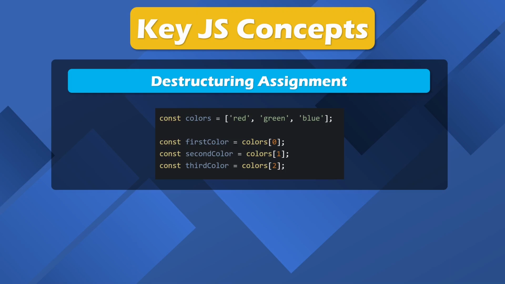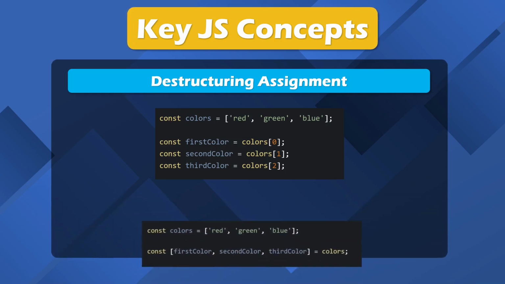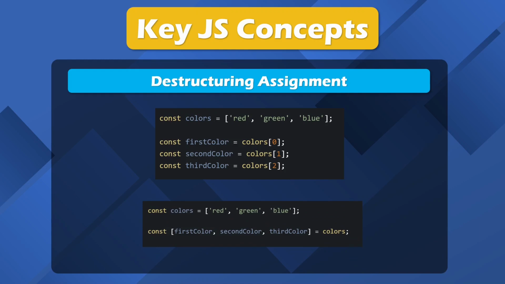The destructuring assignment makes it easier in JavaScript to assign these variables. So here below you see we still have the colors array, but we can assign all the three variables in a single line using destructuring assignment for arrays. So first color still has the first value, which is red, second has the value green, and third color has the value blue. The destructuring assignment also works for objects.